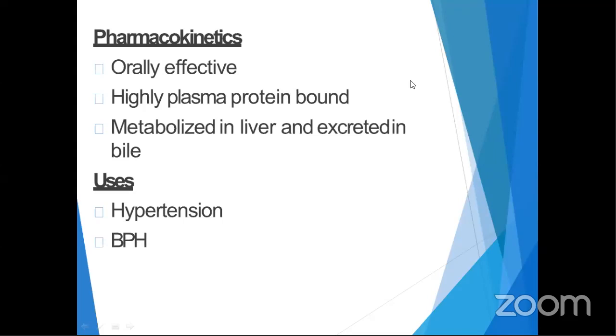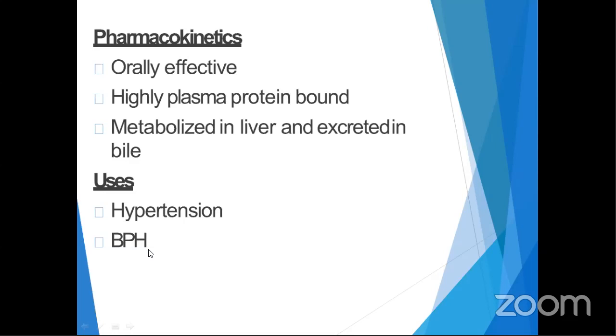Pharmacokinetics: it's orally effective, highly plasma protein bound, metabolized in the liver, and excreted in bile. Uses are almost the same, hypertension. We are not using it in pheochromocytoma, but we are using it in another condition known as benign prostatic hypertrophy or hyperplasia.